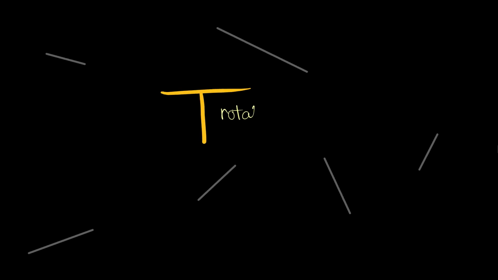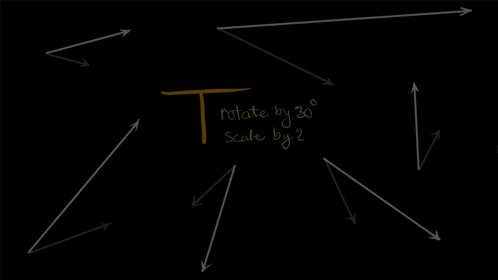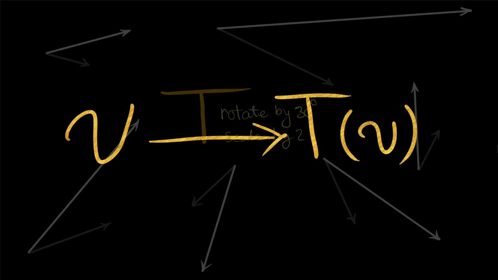All the gray vectors you see on the screen have been scaled by 2 and also rotated counterclockwise by 30 degrees. It means that every vector is transformed into a new vector, which is shown by T of v.